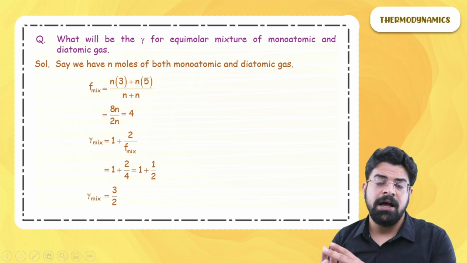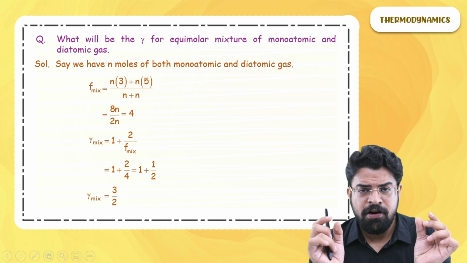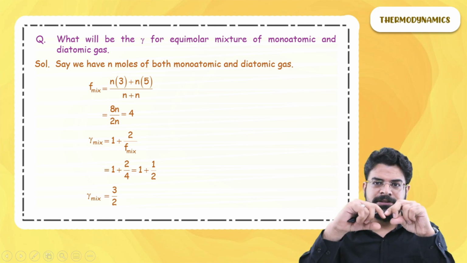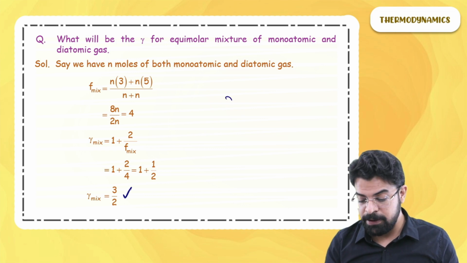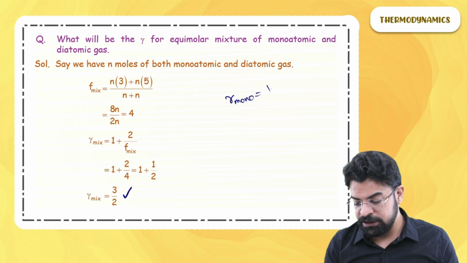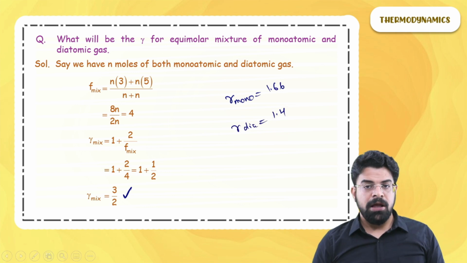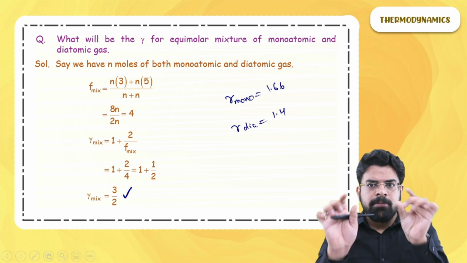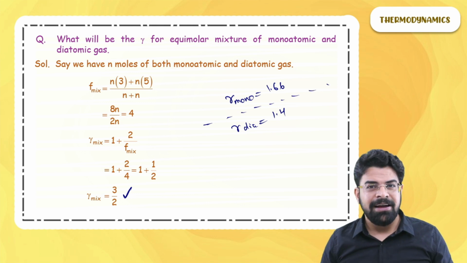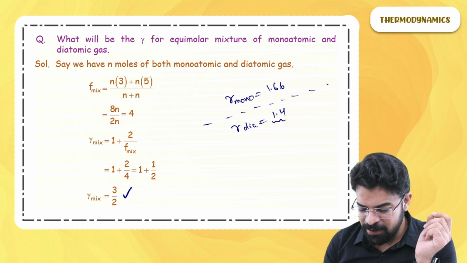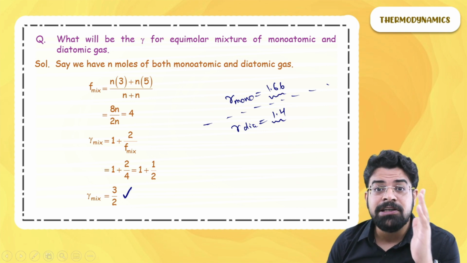Now this is something I recommend you guys to remember. If you have got an equimolar mixture of monoatomic and diatomic gas, the gamma of the mixture comes out to be 1.5, that is 3 by 2. Remember that gamma mono is 1.66. Gamma dia is 1.4. If you mix them in equal number of moles, it is obvious that gamma mixture must lie somewhere in between. And the beautiful number between 1.4 and 1.66 is 1.5. So this is data easy to remember.